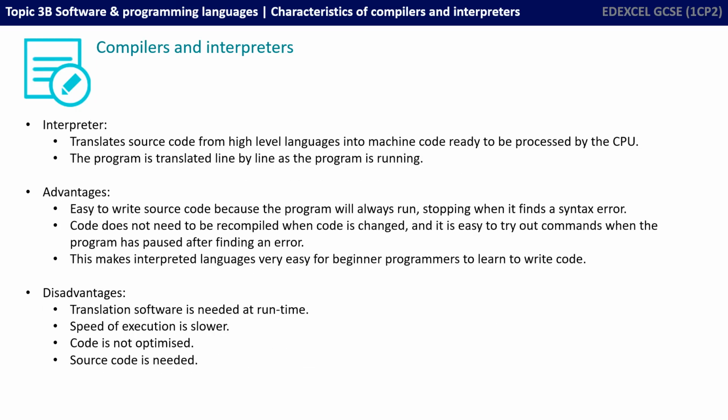With an interpreter, we translate the source code from high-level language into machine code ready to be processed by the CPU, just like we do with compiled code. But this time the program is translated line by line as the program is running. The advantage is it's easy to write the source code because the program will always run, stopping when it finds the first syntax error. Code does not need to be recompiled when the code is changed, and it's easier to try out commands when the program has paused after finding an error. This makes interpreted languages very easy for beginner programmers to learn to write code.